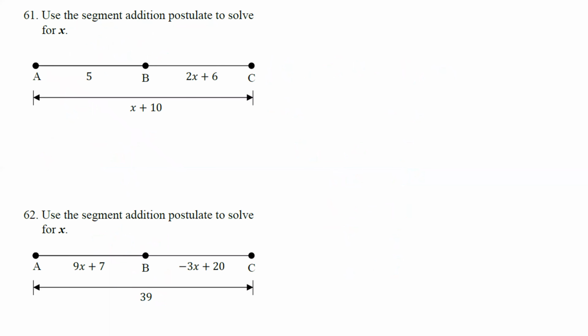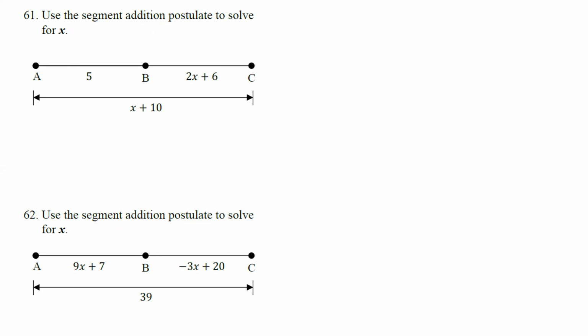All right, 61 and 62. On this one, it says use segment addition postulate to solve for x. All segment addition says is that when you have two segments together on the same line and next to each other, they have to add up to give you the total length of the whole line segment. So here, segment AB and segment BC, when added together, should give you the total length of segment AC. So we need to write an equation that does that.